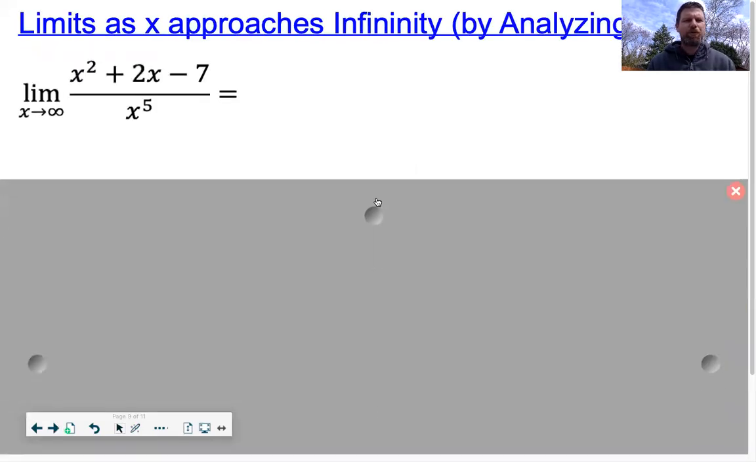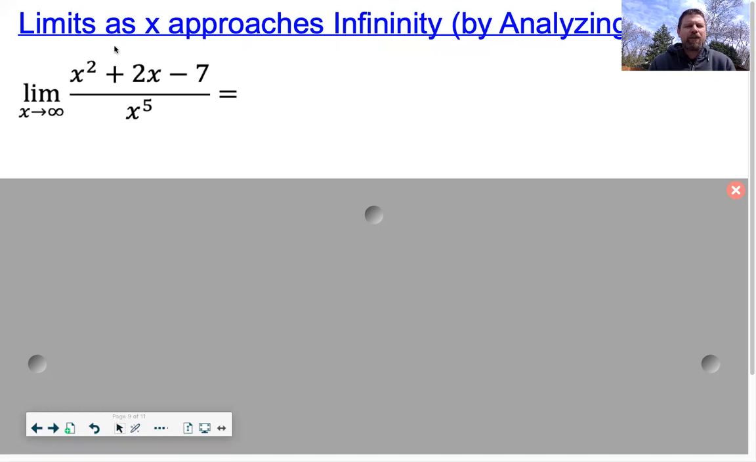Here we've got a few more limits as x approaches infinity. This one, we could think of it in terms of horizontal asymptotes. You might recall that functions like this would have a horizontal asymptote at 0, which means as x goes towards infinity, this function is going to get closer and closer to 0.